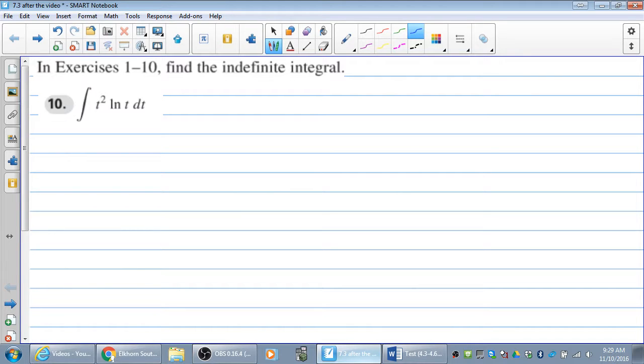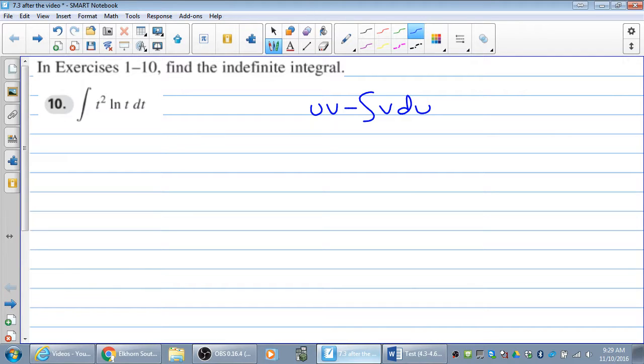With integration by parts, we have u times v minus the integral of v du. That's what you need to know. That's what you have to have memorized. Now, normally we'd pick the u to be the polynomial, and the polynomial up there is t squared. The other function is a natural log. So normally, we'd pick u to be the polynomial, but natural log ruins that.